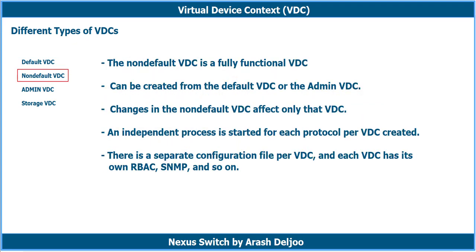The next type of VDC is the non-default VDC. The non-default VDC is a fully functional VDC that can be created from the default VDC or the admin VDC. Changes in the non-default VDC affect only that VDC. An independent process is started for each protocol per VDC created. There is a separate configuration file per VDC, and each VDC has its own RBAC, SNMP, and so on.